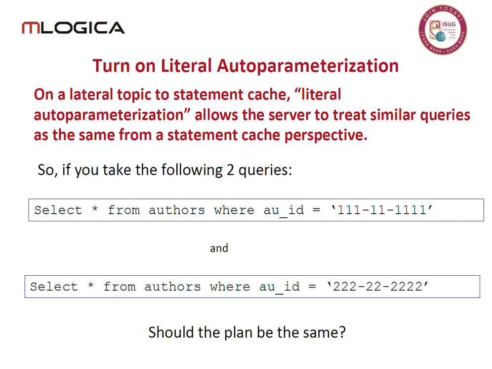Now, we pose the question, is this still a good idea? Here's a case in point. I have 2 queries. Here I've got select from authors where the author ID is equal to one thing, and now I've got the exact same query, but with a different parameter passed in. The question is, is this the same from an optimization standpoint?